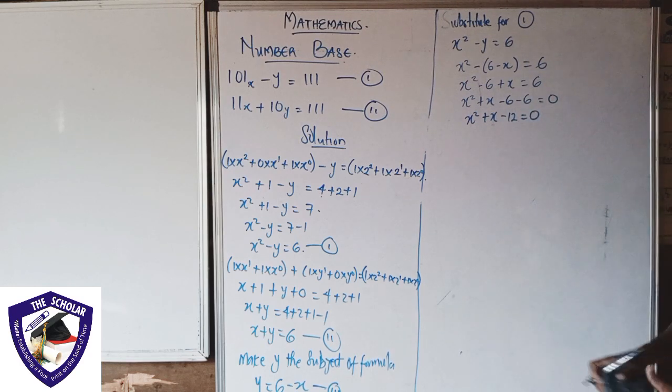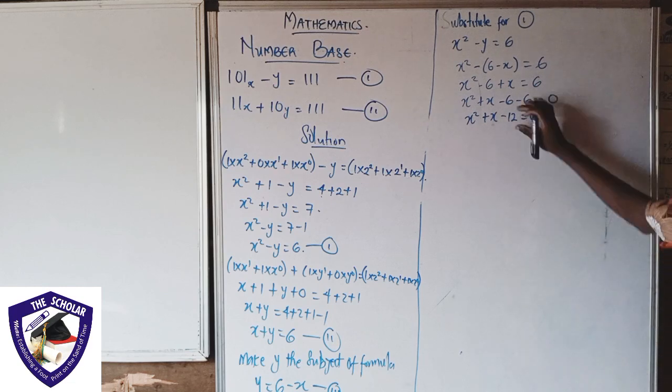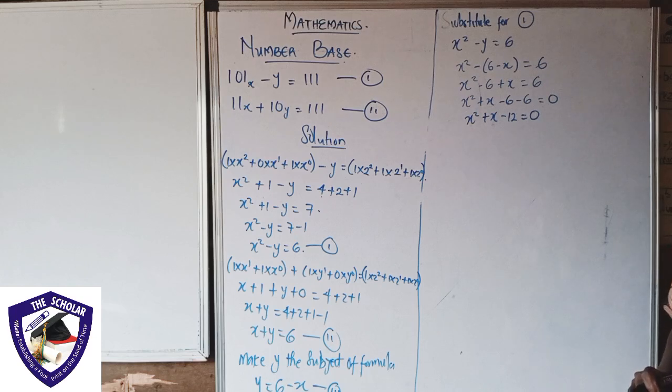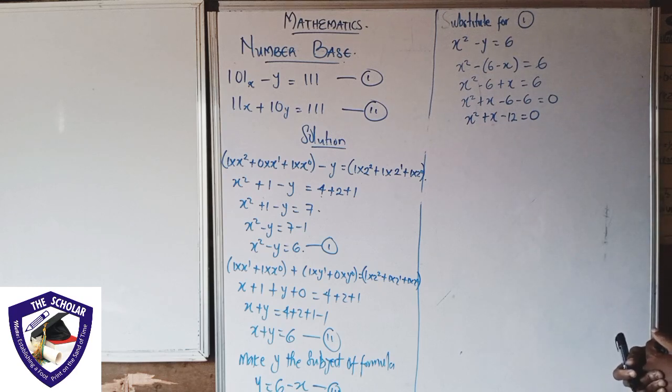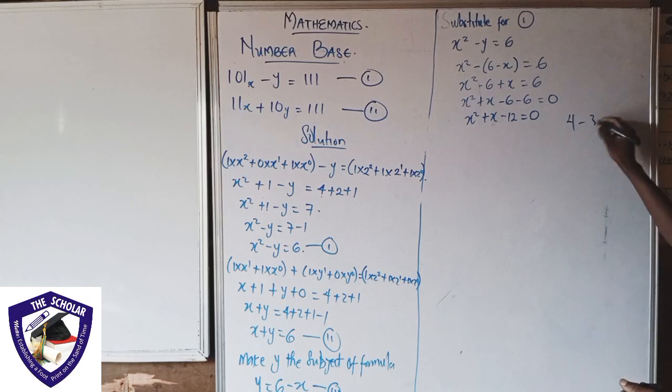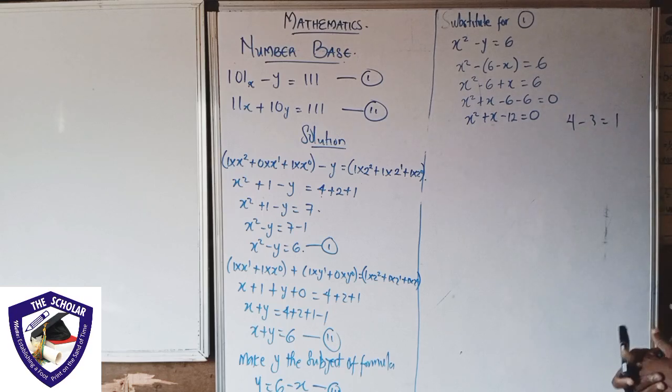And this is a quadratic equation. To solve a quadratic equation like this, you take your constant c, which is minus 12. We need two numbers that when you multiply them together give you minus 12, and when we add them together give you plus 1. So you have 4 and minus 3. 4 times minus 3 gives us minus 12, and 4 minus 3 gives us 1, the coefficient of x.